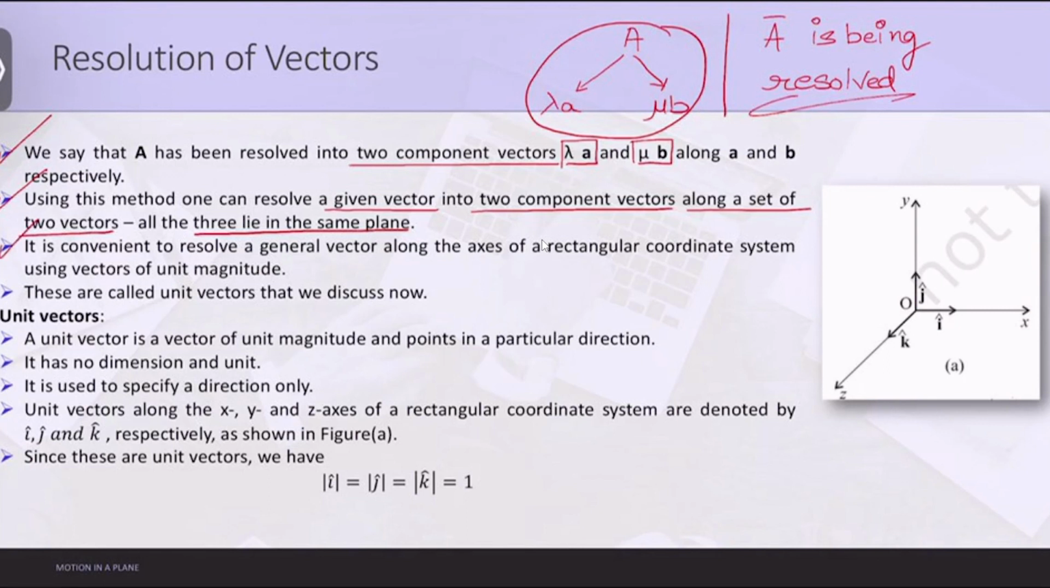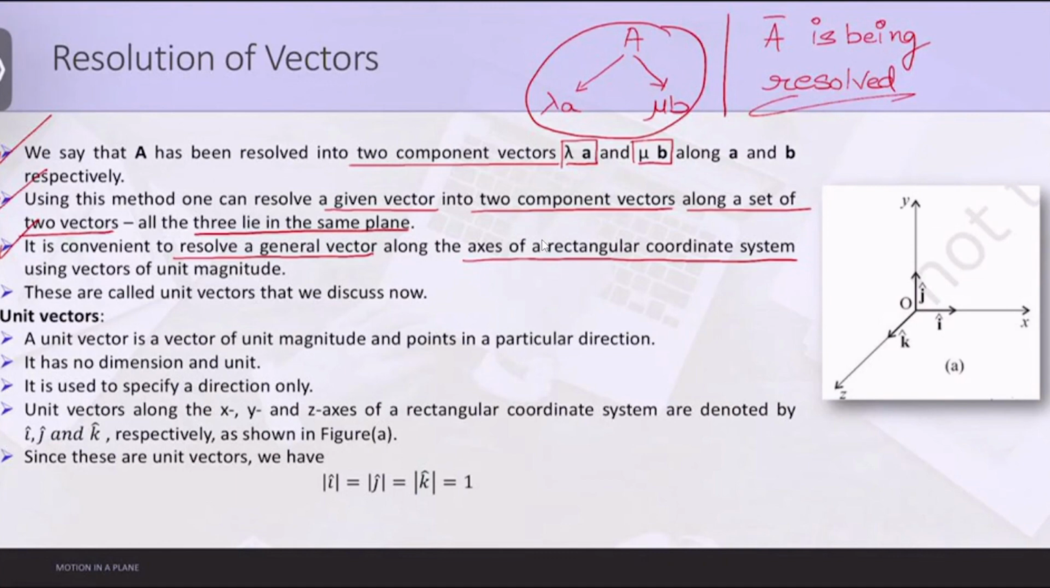Next thing is, it is convenient to resolve a general vector along the axes of a rectangular coordinate system using vectors of unit magnitude. So first of all, it is convenient to resolve a general vector along the axes of a rectangular coordinate system.